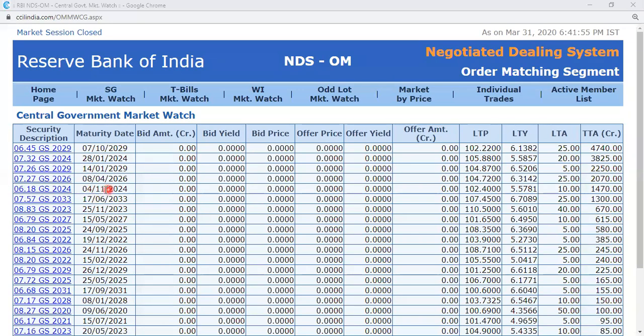I'll pick this bond. From the top, this is the shorter maturity, 2024, right? So about 4 years from now. We'll pick this 6.18 4th November 2024 bond. 6.18 is the coupon. 4th November 2024 is the maturity. We will pick this bond, and 2020 is too close. That will be as good as a treasury bill.